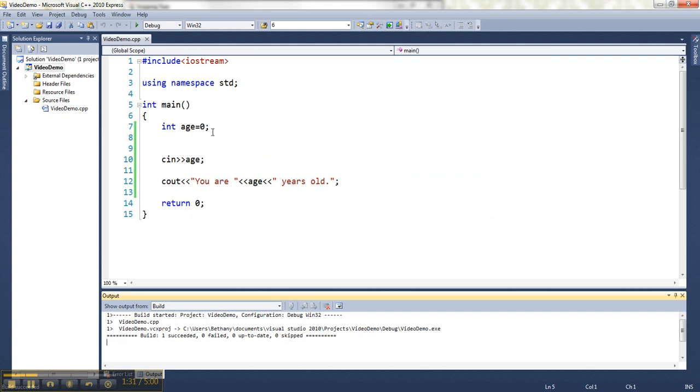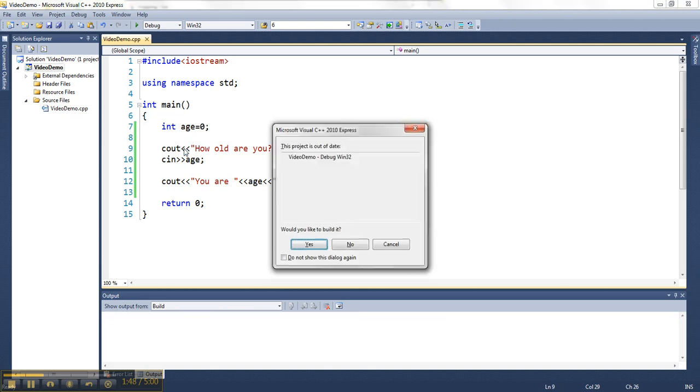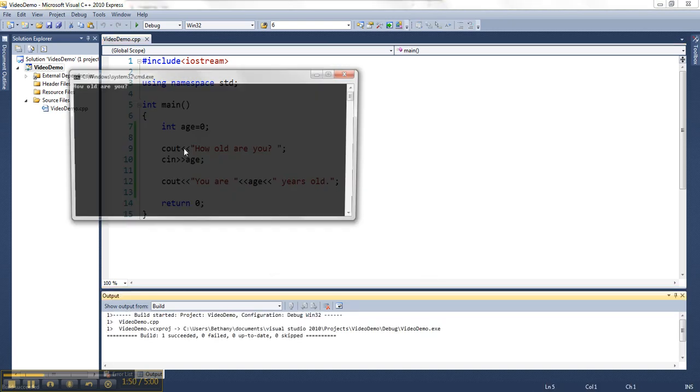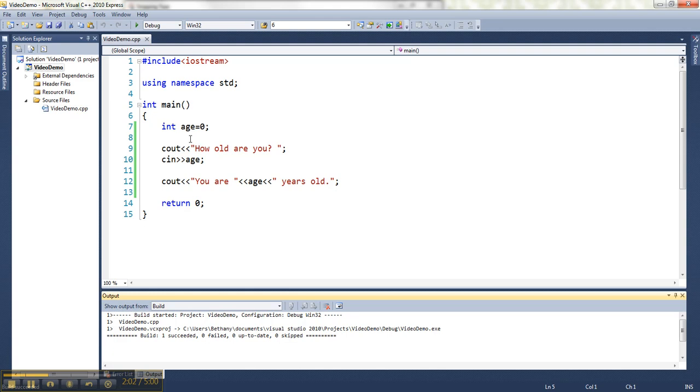But I only need to do that because I was the programmer, and it's not very often that the programmer is programming for themselves. So whenever you're going to grab something from the user, you should also prompt them. So how old are you? And now it will let them know what it's waiting for. So how old are you? I can type my answer. And then I get my confirmation message. So when you're prompting for information, you need to have a question there so they know what the heck you want.